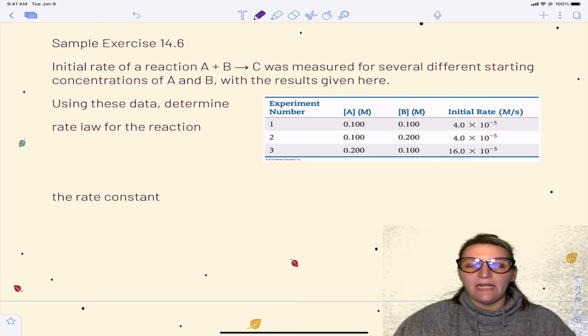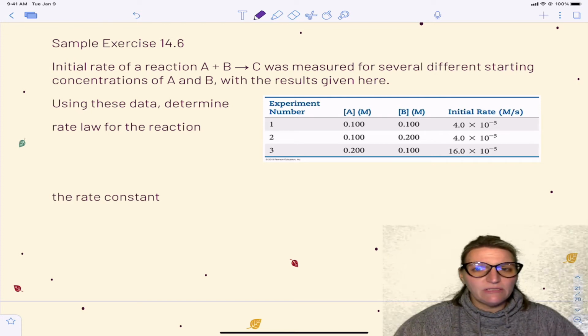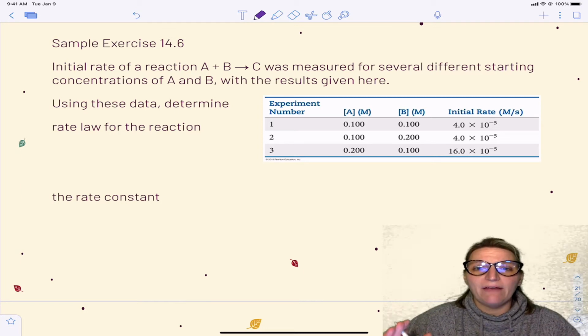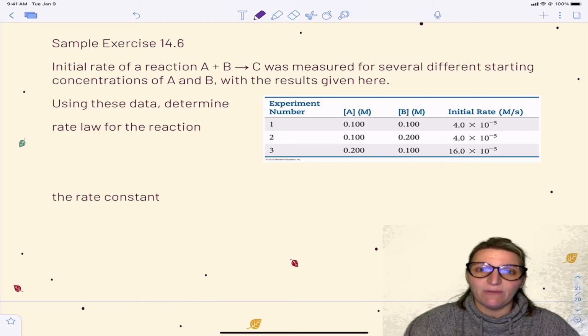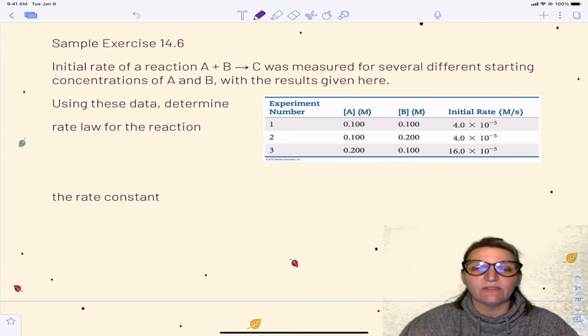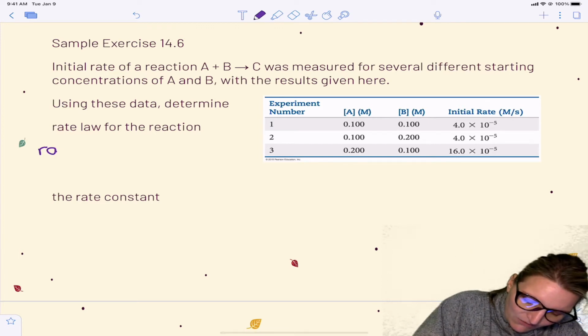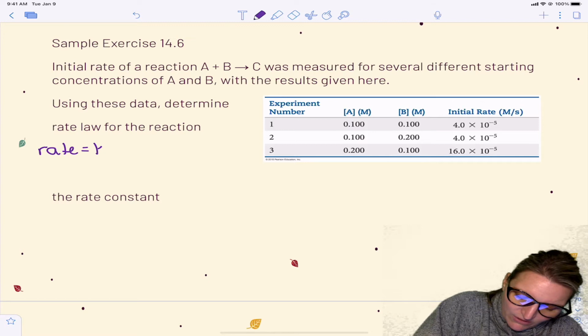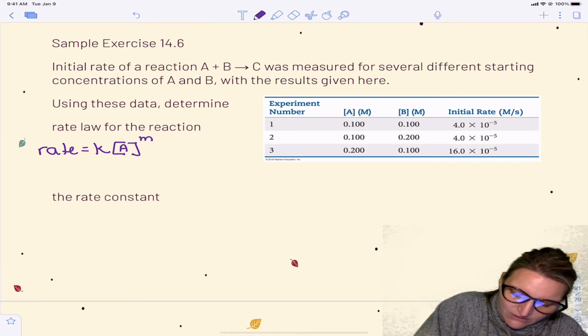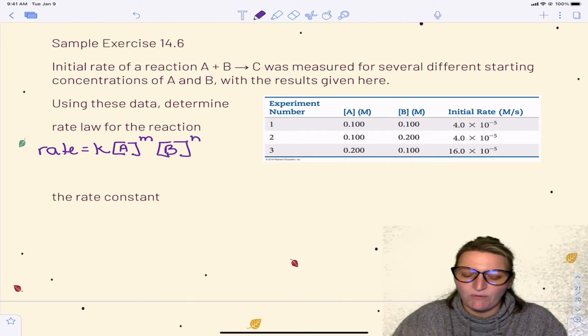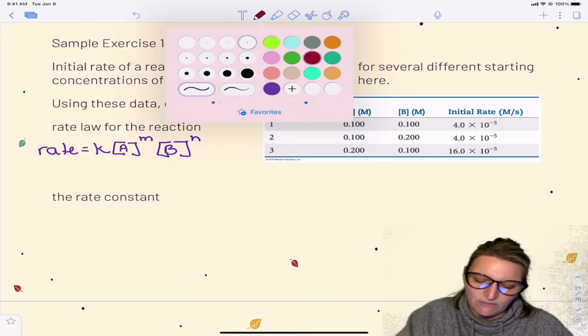Just like in any good science experiment, we have kept one of the variables constant and we've changed the other one. So sometimes if you look at 2 experiments, A is kept constant, sometimes B is kept constant. I want to find the exponents on those. I know it's going to be rate equals K times the concentration of A raised to some exponent times the concentration of B raised to some exponent. I'm going to figure out what those numbers are.